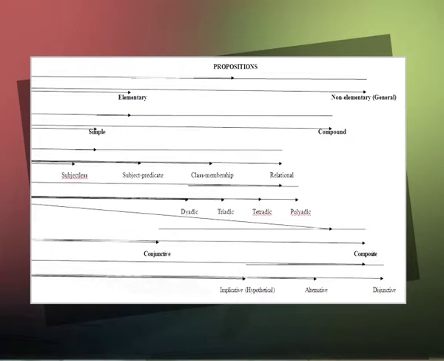Compound propositions can be divided into two: conjunctive propositions and composite propositions. These composite propositions can be divided into three: implicative or hypothetical propositions, alternative propositions and disjunctive propositions.